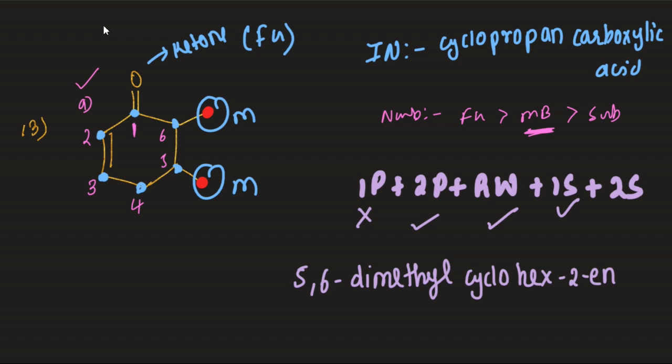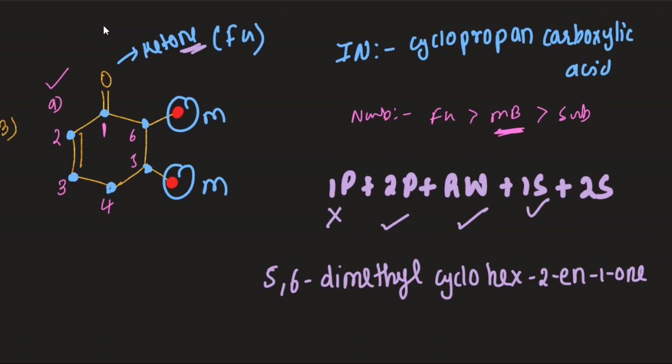Next, what is the functional group? Ketone. Ketone means ONE. So 2-hexen-1-one, this is the name of the compound. 5,6-dimethylhex-2-en-1-ol.